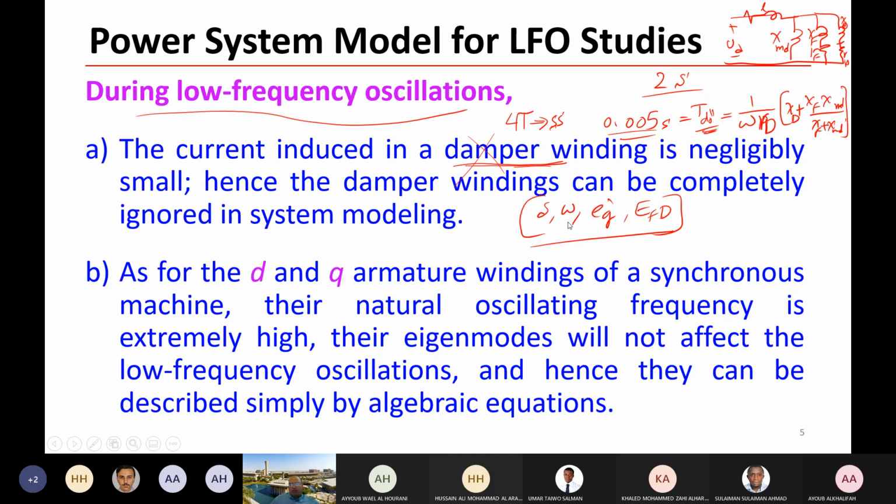Of course, you can use the third order model of the machine plus one for the exciter, or you can also use the two axes of the machine, EQ prime and ED prime, plus also one for the exciter. But usually we will consider only the fourth order model of the system, 3 for the machine and 1 for the exciter.